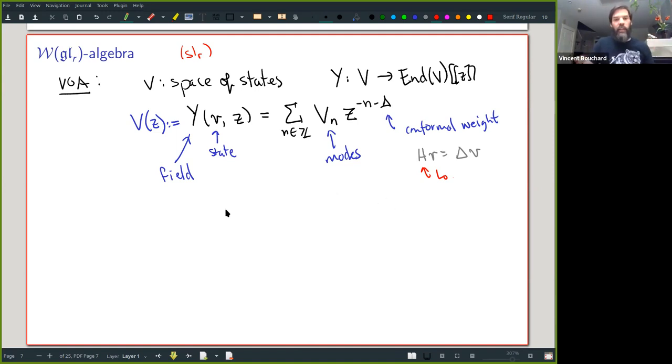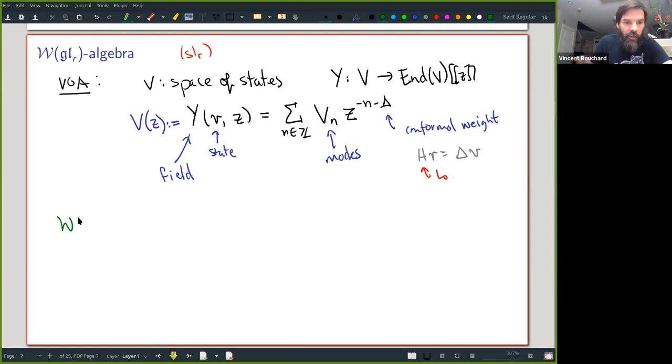The key point here is that to a state you have a corresponding field, and its expansion gives you modes. That's what you should know. And then, to define a VOA, there are a bunch of axioms that these things should satisfy, but I'm not going to write them down. They're there to reproduce the structure of CFTs.